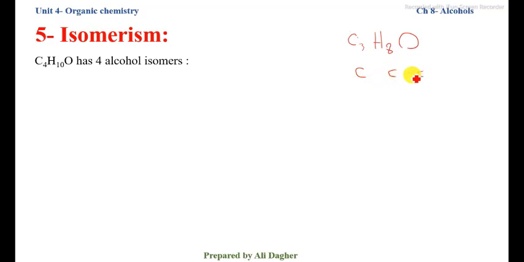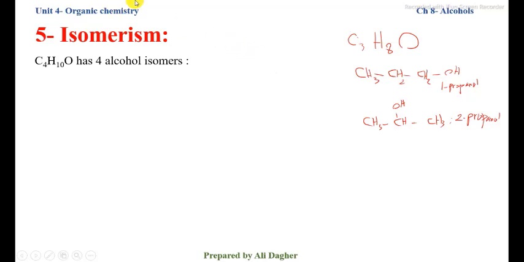First, we put OH on carbon number 1, CH3, CH2, CH2OH. And the second, we change the position of the OH. We put OH on carbon number 2, CH3, CHOH, CH3. This is 1 propanol, the first one. The second one is 2 propanol. These are the isomers of alcohol formed of 3 carbon.